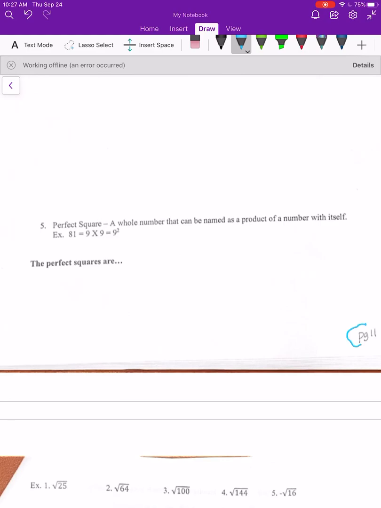By the way, I'm on page 11 of your note packet, if you need to find it. So we need to know about these perfect squares. Perfect squares are essentially just like 1 squared, which of course means 1 times 1, and 1 times 1 is 1. So 1 is a perfect square. 2 squared is 2 times 2, which is 4. 4 is a perfect square.